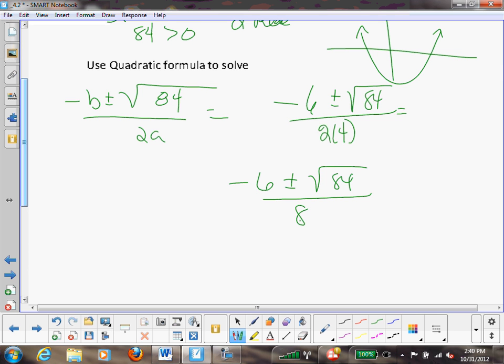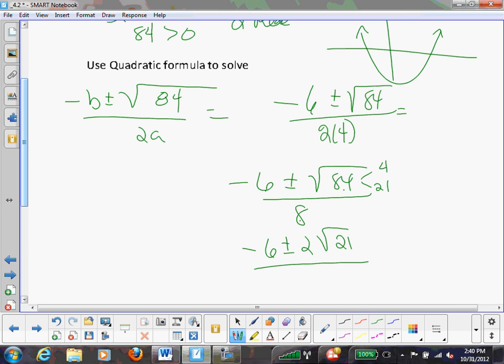Can I divide everything by 2? Not yet, because this value is under a radical. I cannot take a number that is not in a radical into a value that is in a radical. So this is 4 times 21. 4 is a perfect square, isn't it? What am I going to write here? Negative 6 plus and minus what? 2 square roots of 21 over 8, because the square root of 4 is 2. Now I can reduce everything by 2. Negative 3 plus and minus root 21 over 4.